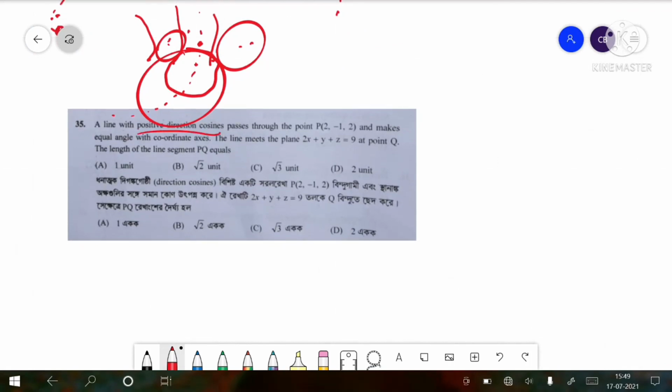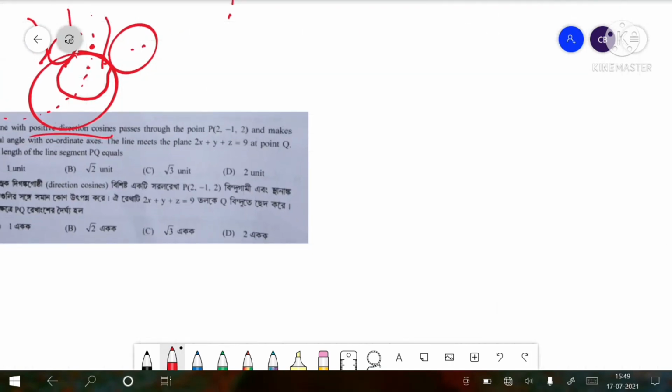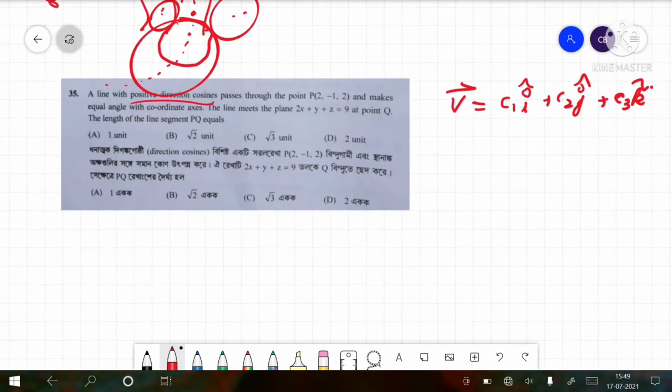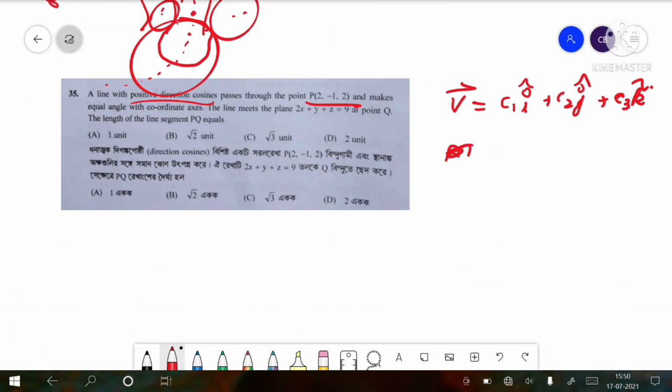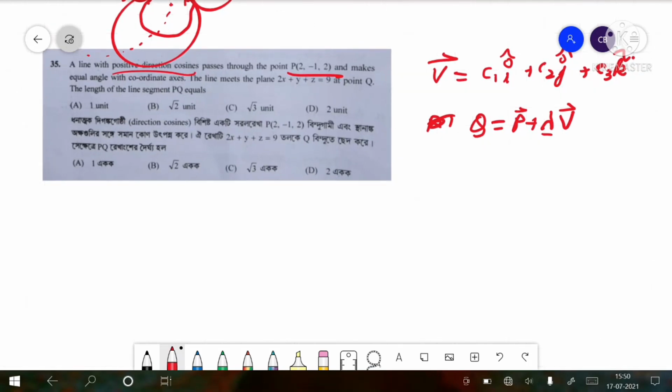Now on to the last question, a line with positive direction cosines. So if we take the vector v, we solve this with the help of vectors. We know that whatever be the coefficients, c1 times i cap plus c2 times j cap plus c3 times k cap, we know that c1, c2, c3 all are positive, passes through this point. So we can say any point lying on that line is q equal to p plus lambda times v, where lambda is an arbitrary constant, p is the position vector.